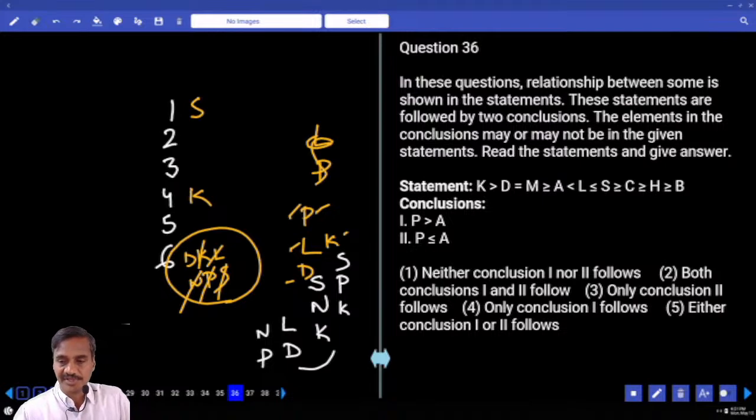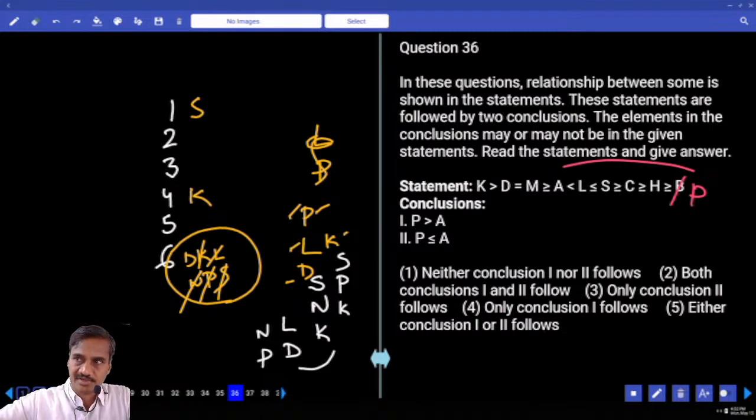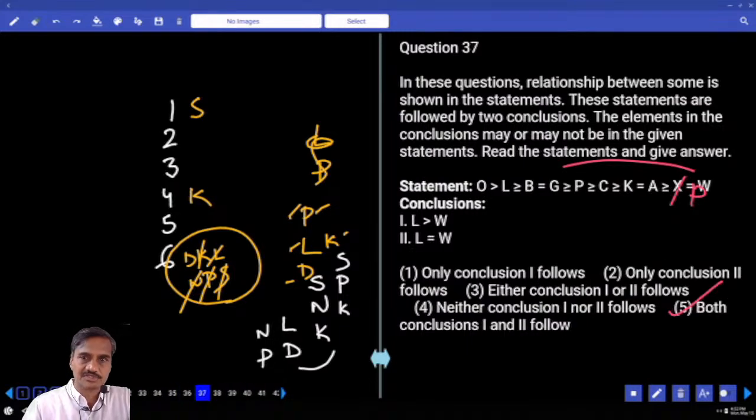Now the relation between A and P. Now P is not there. Maybe let us take P at this place in the place of B. Okay. Then in this case, the relation between A and P, if you observe here, there is one lesser than, one greater than, and two opposite symbols. No relation can be drawn. Hence P can be greater than, lesser than, or equal to. Hence what is your answer? Either 1 or 2, choice 5, question number 36.